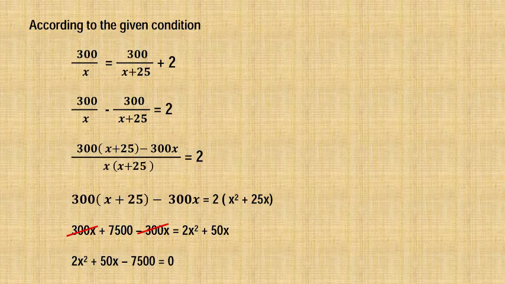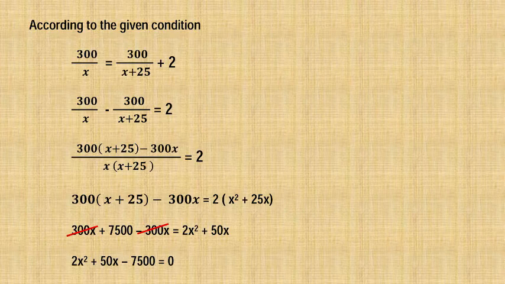In general also we know that if the speed increases, the time decreases. Here the time taken by an ordinary train will be more than the time taken by an express train. Why? Because once the speed is increased, time taken by an express train will be reduced. In other words, we can say that time taken by an ordinary train is increased by 2 hours. So rewrite the equation in such a way: 300 by x minus 300 by x plus 25, which is equal to 2. Make a common denominator.